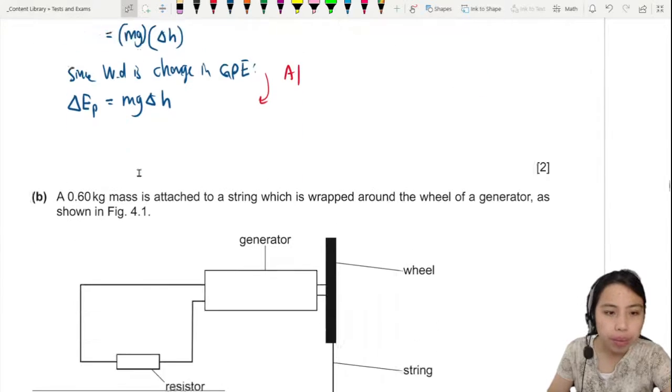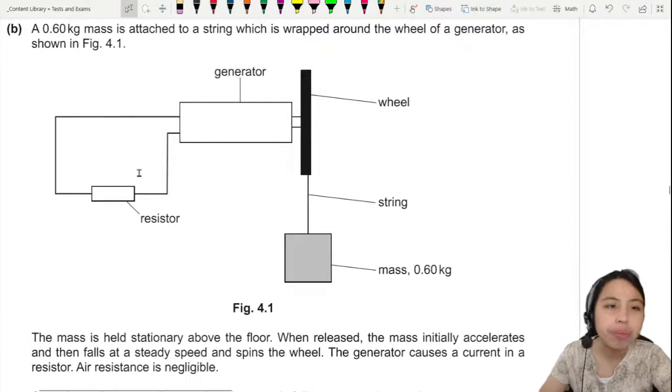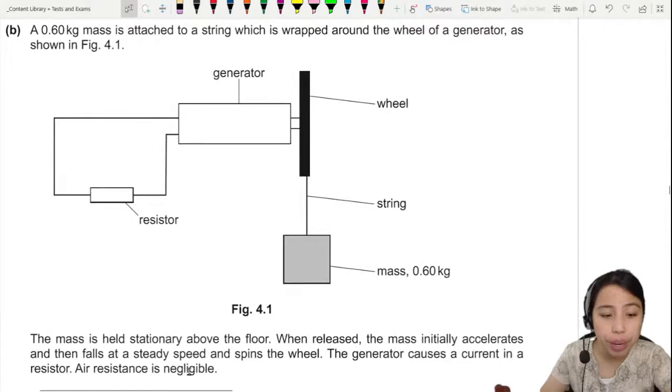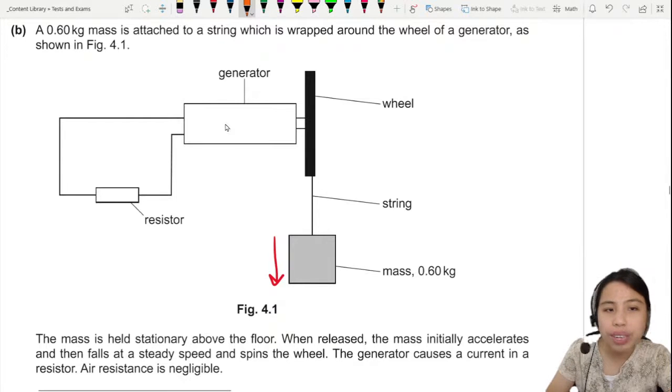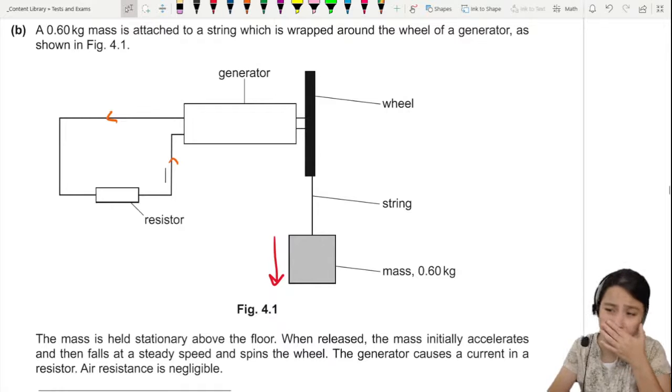Okay. So here's a generator machine. A 60 kg mass is attached to a string wrapped around the wheel of a generator. So this is a wheel here, it can turn. The mass is held above the floor. When released, the mass accelerates and then falls at a steady speed. So as this mass goes down, the wheel will start to turn, and the generator will start to generate electricity that goes through the circuit. Air resistance is negligible.